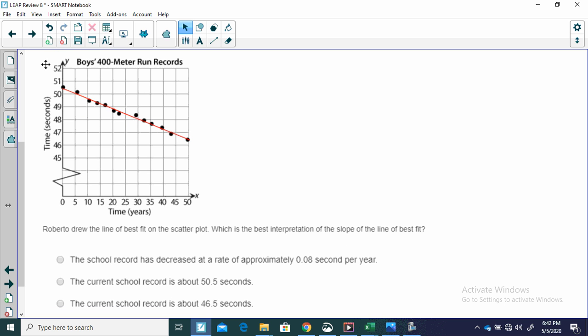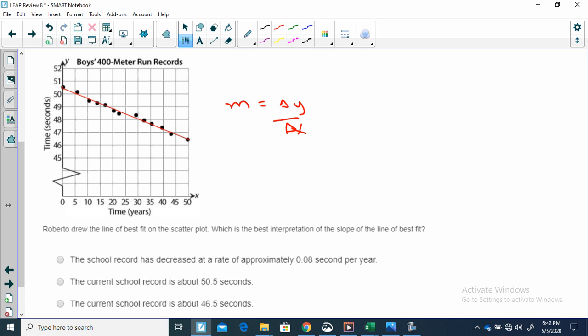The slope of this line is going down. The school record has decreased. Let's see what the school record does. Let's find the actual slope. We can do that like this. We're going to find our m. Our slope is our m, our change in y over change in x.